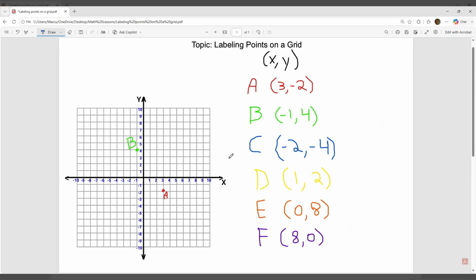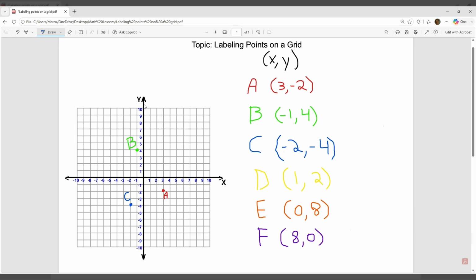Welcome back, everyone. Now we're going to go over the remaining points. So point C, you have negative 2, negative 4. So from the origin right here. X, we go to the left if it's negative. So we go, that's a negative 1. That's a negative 2. And then from here, you're going to go 4 units down because your Y is a negative 4. So we go 1, 2, 3, 4. Then that's when you place your point. And that's going to be point C.